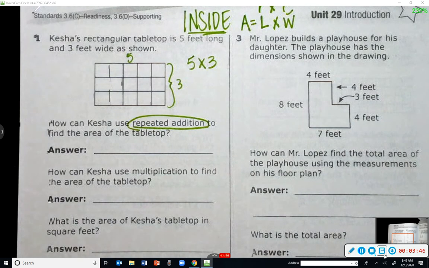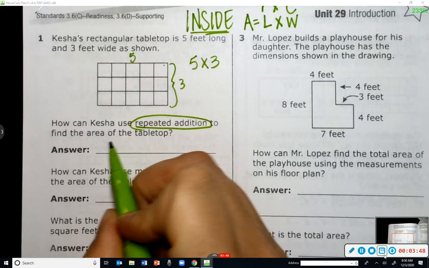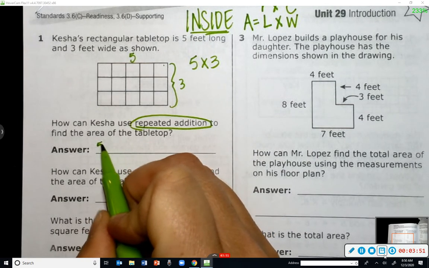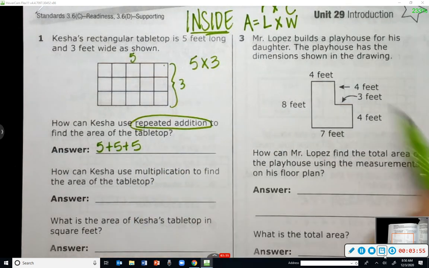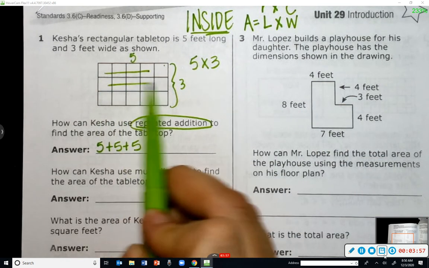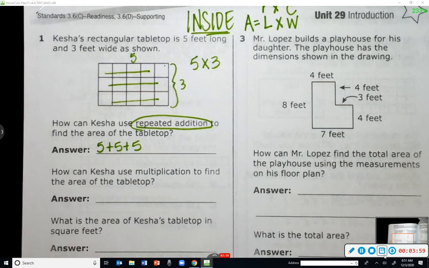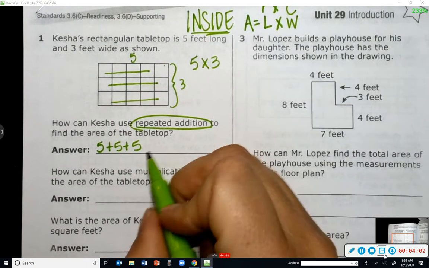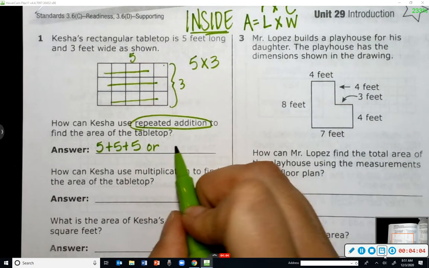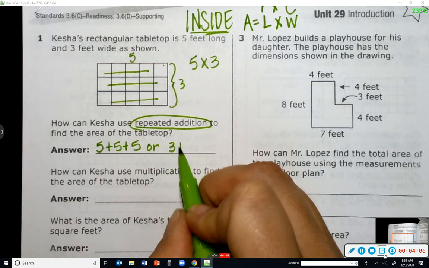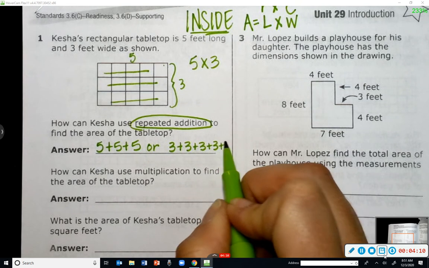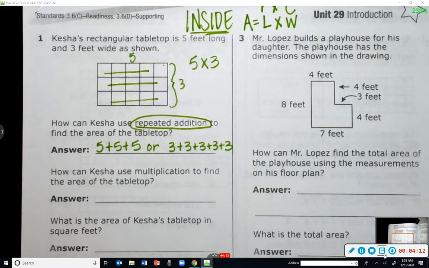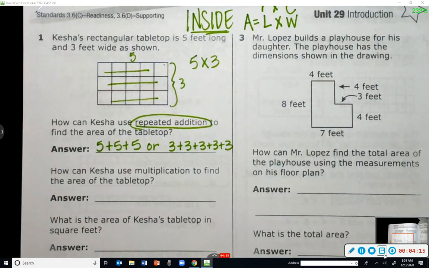Okay, so we finally got a correct answer from Kelsey over here in the corner. She said you can add 5 3 times because there's 5, 5, and 5 going across. Or she said you can add 3 5 times. Okay, now is it all coming back to us now? No. Yes. Good.